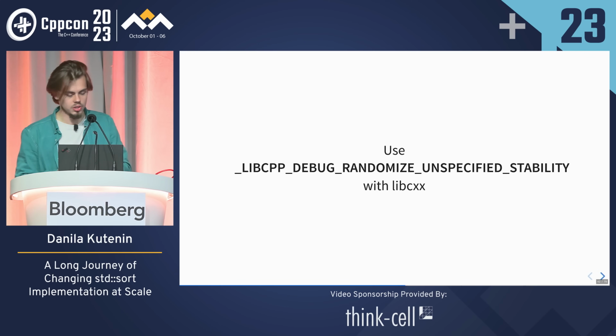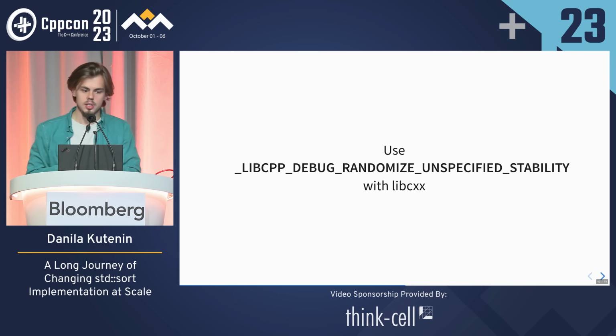So what you can do, if you use LLVM libc++, please use this macro in your builds if you want randomized sortings, nth_elements, partial sortings. It proved to be really useful in finding bugs, fighting golden tests, and it improved how people think about testing. So it's probably the most important part.